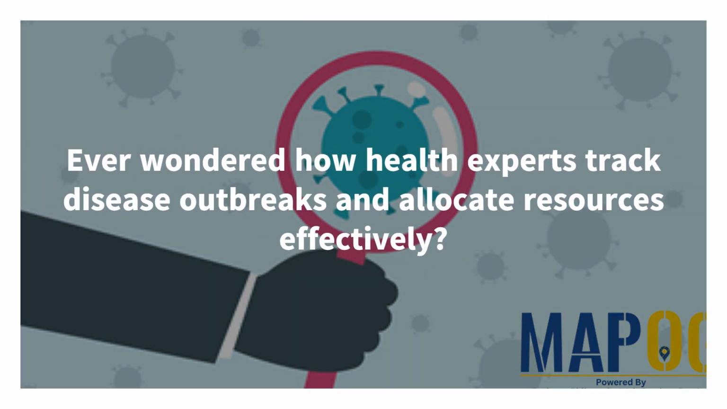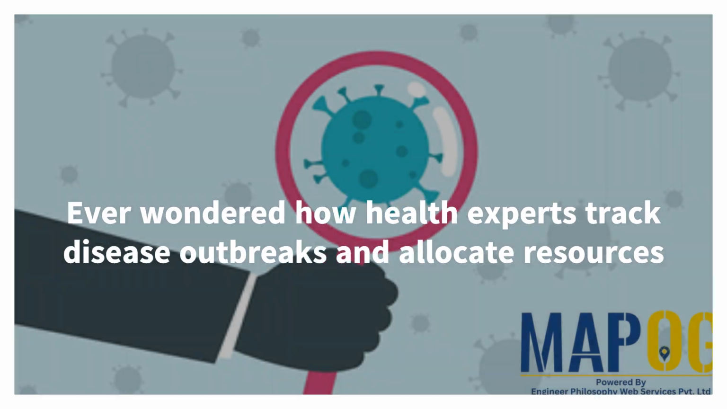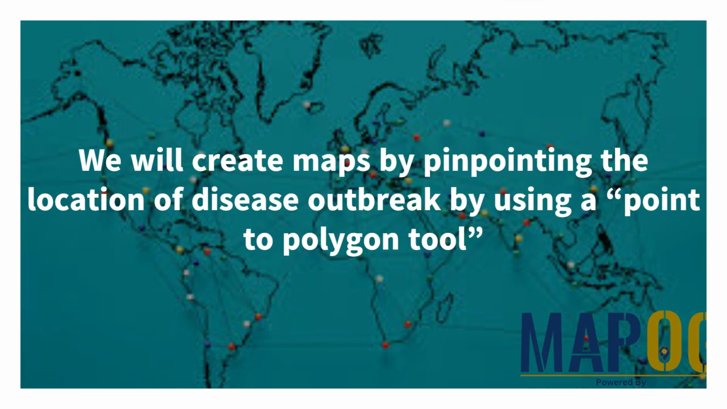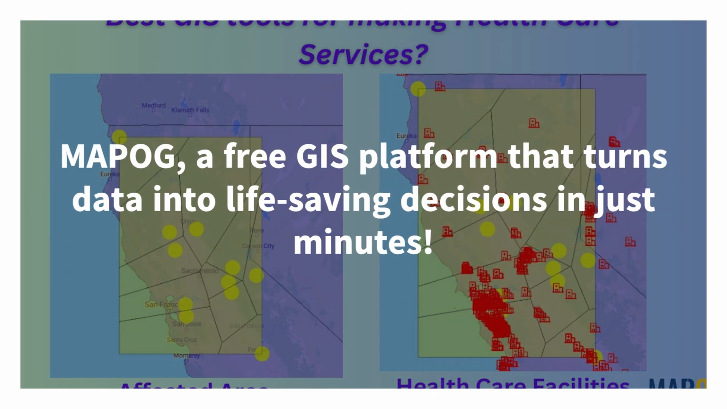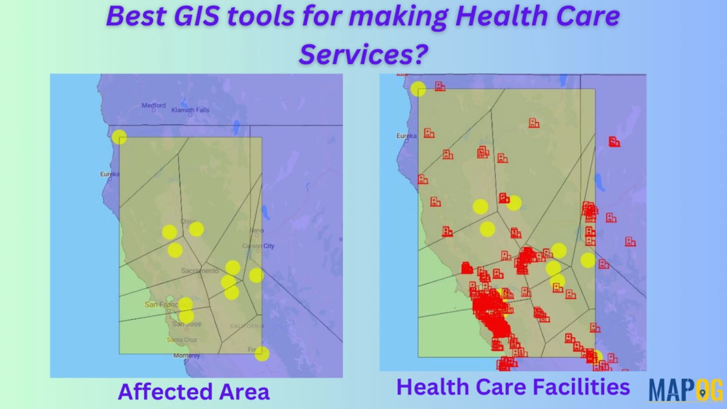Ever wonder how health experts track disease outbreaks and allocate resources effectively? Today, we will create maps by pinpointing the location of disease outbreaks using a Point-to-Polygon tool to help us delineate the affected area using MAPOG, a free GIS platform that turns data into life-saving decisions in just minutes.